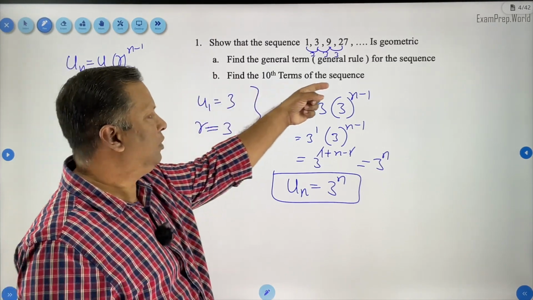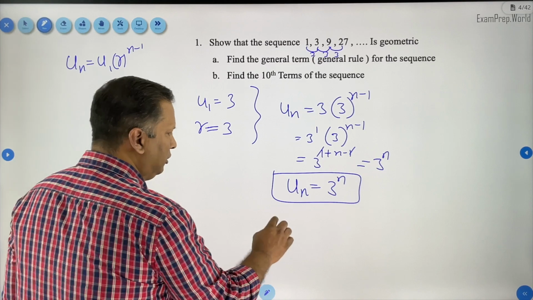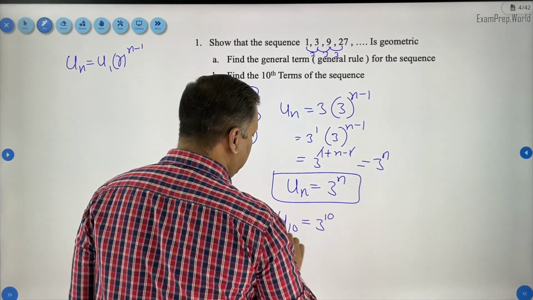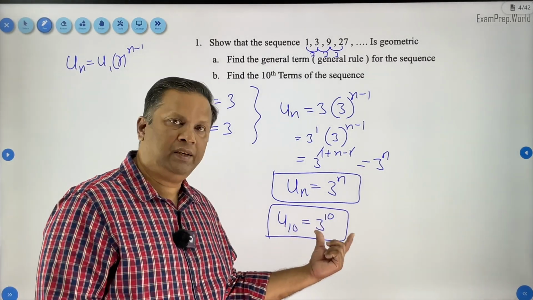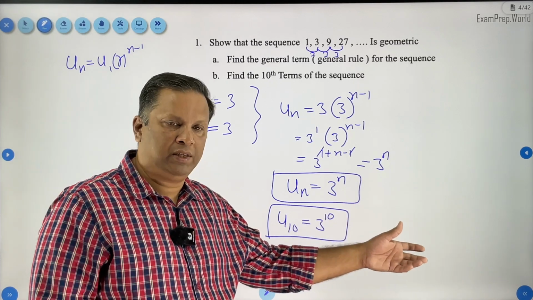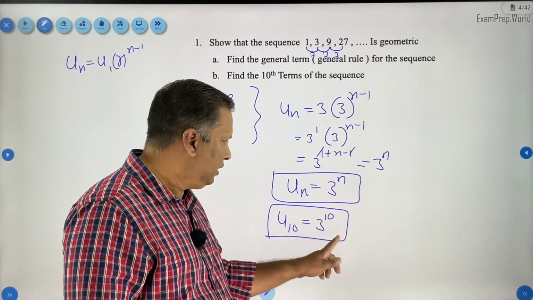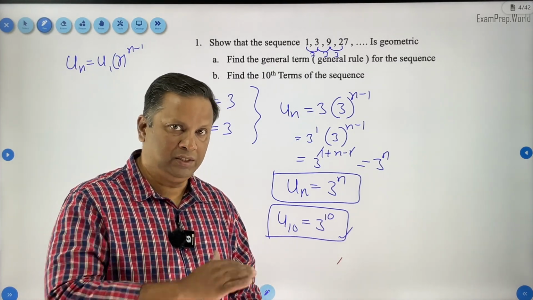Find the 10th term of this sequence. We have to find the 10th term. So basically we will put here U10 is 3 to the power 10. That's it. This is our 10th term. Because this is a very big number, you can leave it as an exponent. In GPs, when there is a very big number, you don't have to actually calculate. You can use a calculator to calculate this value. But even if you leave the answer at this stage, you will still get your full score. Okay. Let's see the next question.